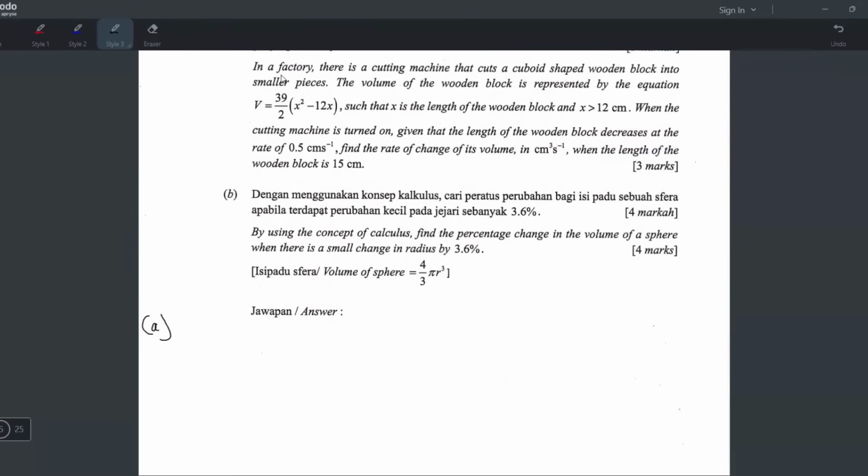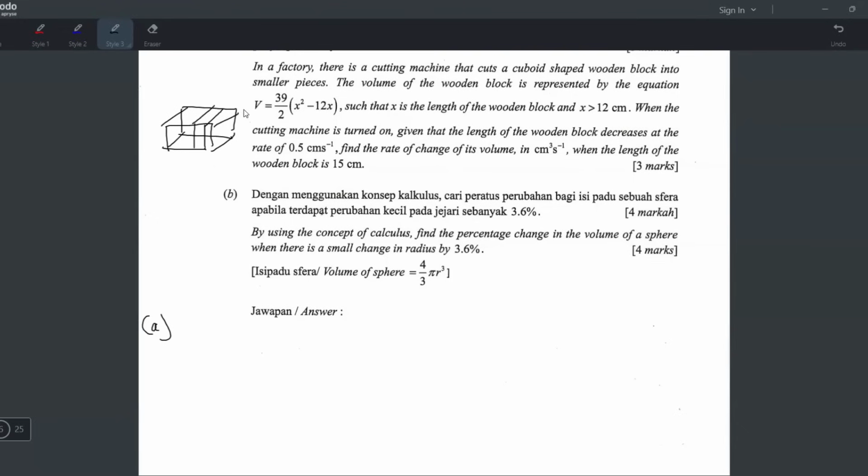Let's read the question. In a factory, there is a cutting machine that cuts a cuboid-shaped wooden block. Okay, I'm gonna draw it out. So there is a cuboid-shaped block, something like that, cuboid into smaller pieces. So maybe I cut like that, and then cut like that. The volume of wooden block is represented by this equation.